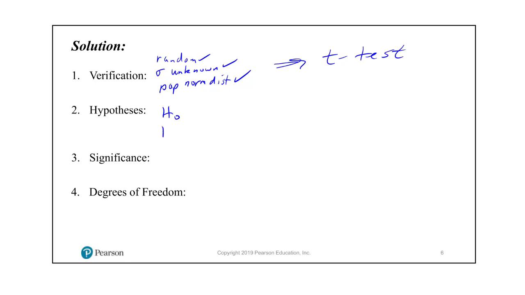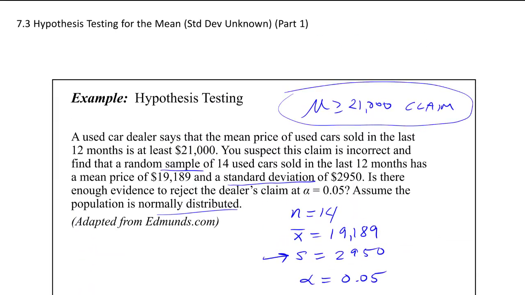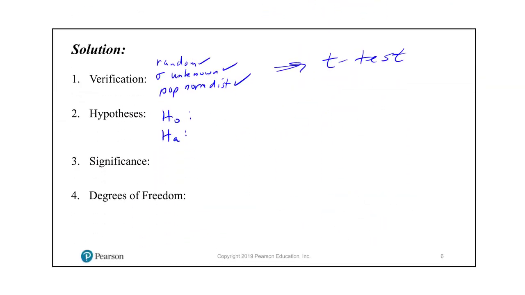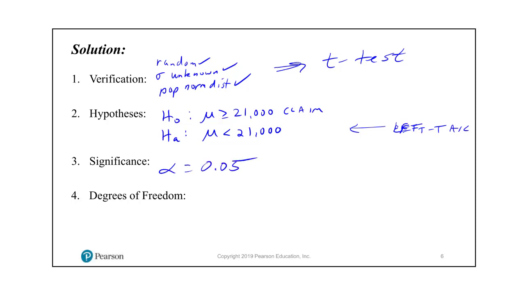All right, so H naught, H sub A. We went back and said that mu was greater than or equal to 21,000 as the claim. Well, that has the equals in it, so mu greater than or equal to 21,000 is H naught, and that is the claim. And the rest of that would be mu less than 21,000. Again, H sub A tells us what tail test we're doing. Since it's a mu less than, that would be a left tail. Significance level was 0.05, degrees of freedom n minus 1, and n was 14, so 14 minus 1 is 13.